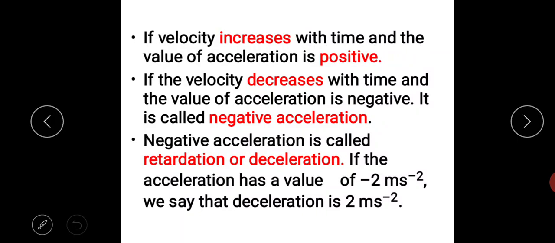Here, if you are using the word acceleration, then you have to mention the positive or negative sign before the value. If you use deceleration directly, you can write the value directly without putting a negative sign, because deceleration itself represents negative acceleration, and in that case we don't want to mention the negative sign. But if you are using the word acceleration for negative acceleration, then you have to put the minus sign.